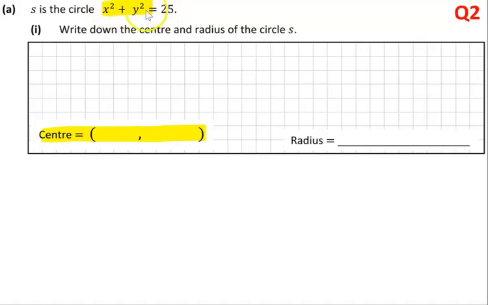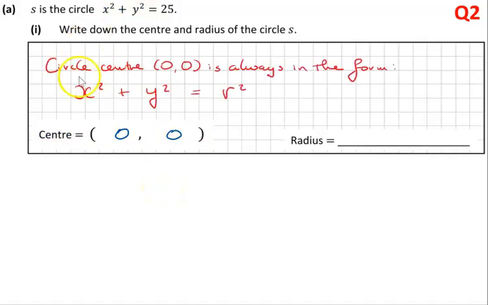Since this equation is in the form of x squared plus y squared, we know that the centre is 0, 0. A circle with centre 0, 0 is always in the form x squared plus y squared equals r squared. Whereas if it had said something like bracket x minus 1 squared plus bracket y plus 5 squared, for example, we would know that the centre was not 0, 0. So if it's in this form, x squared plus y squared equals r squared, we automatically know the centre is 0, 0.